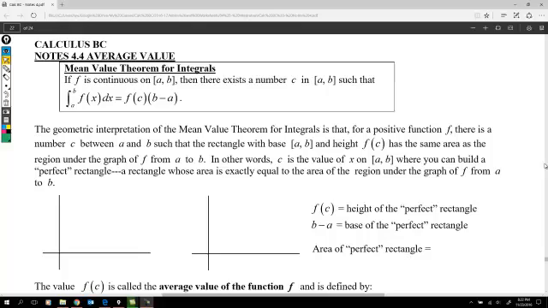Hey yo, we're talking about average value. All right, this uses a lot of what you already know and a little bit of what you don't know. So let's break it down.